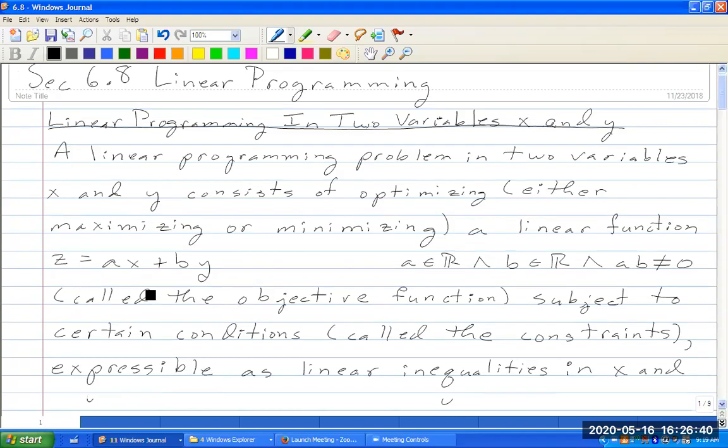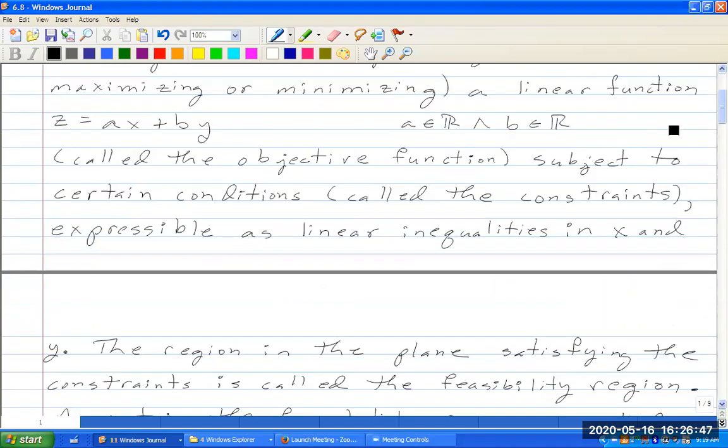In two variables, this is called an objective function. Actually, I could have that at 0. It'll just be a really easy problem. So this is called the objective function, and it's subject to certain conditions. These conditions are called constraints.